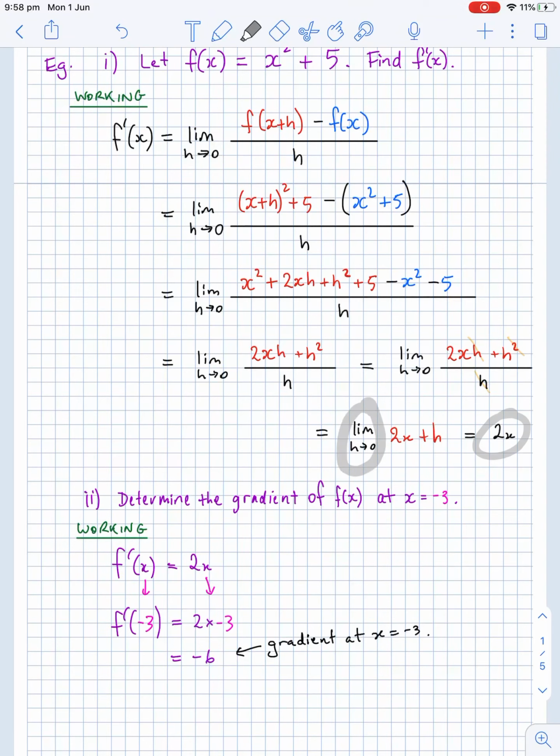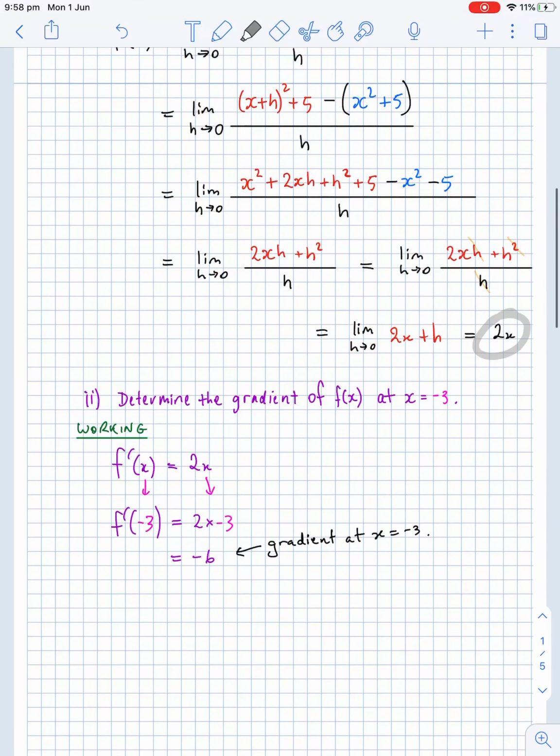So the limit as h approaches 0, that means our h right here will become practically a 0, and we're going to be left with just 2 lots of x. So that is going to be our derivative. So our derivative is equal to 2 lots of x. Now we can use that to determine the gradient of this function at x equals minus 3.